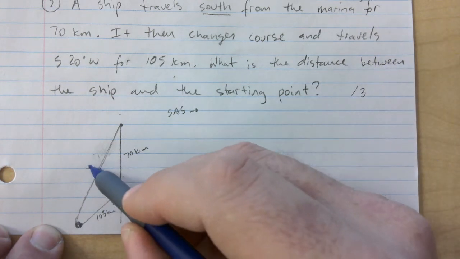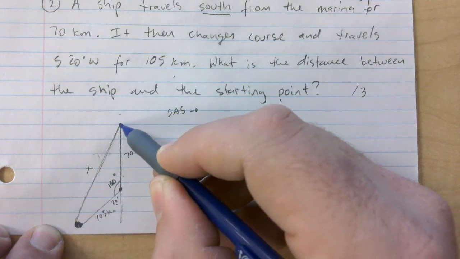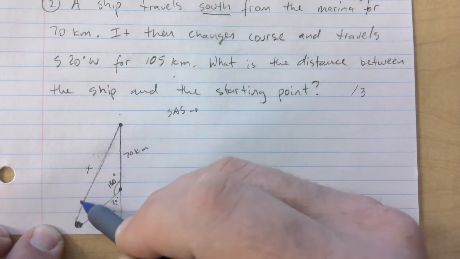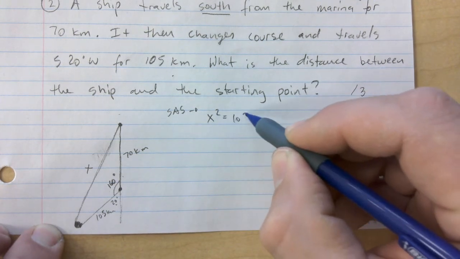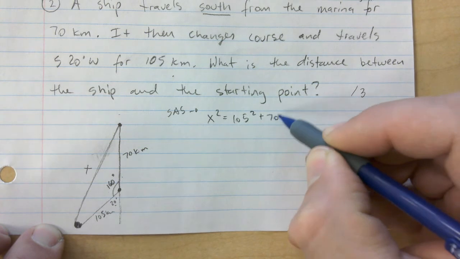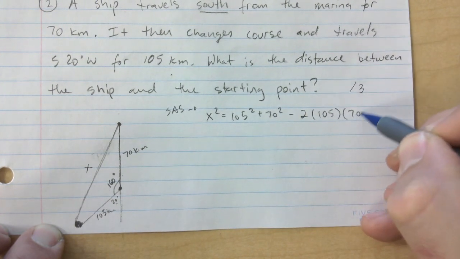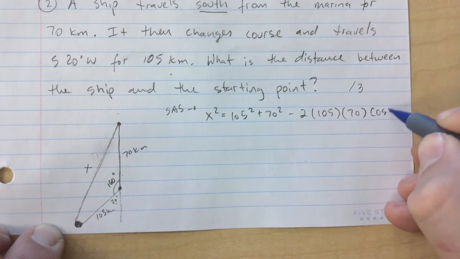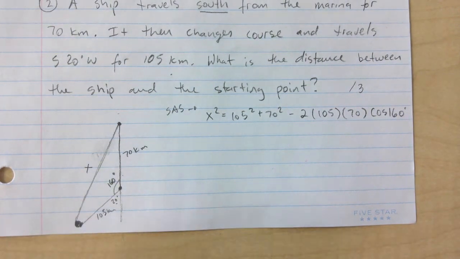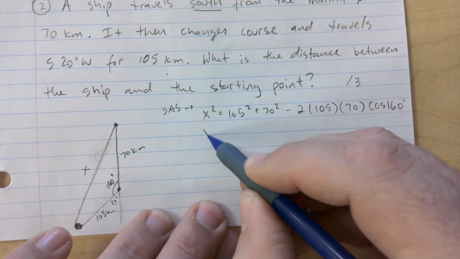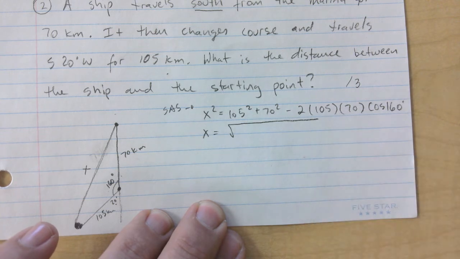Really they're asking us for this: if the boat ends up here and this is the marina here, what's this over here? So x squared is going to be 105 squared plus 70 squared minus 2 times 105 times 70 times cosine of 160. And remember, cosine of an obtuse angle is always negative. So if you're doing this in steps, it could give you some problems there.